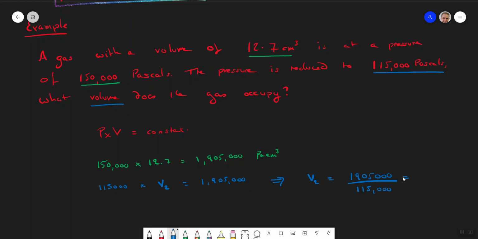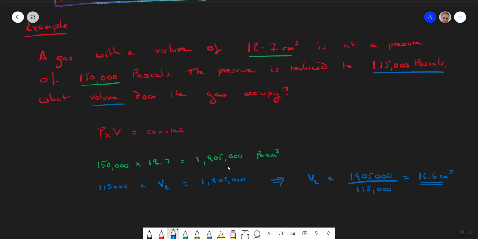What we get is 16.6. Well, my calculator spat out a horrible number, but I'm going to go with 16.6 centimeters cubed. And this is essentially how we can use Boyle's law to mathematically work out something that we don't know. So we had a thing we didn't know, and we're able to find out.